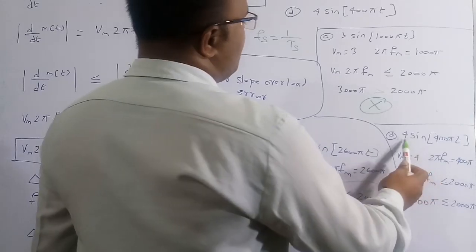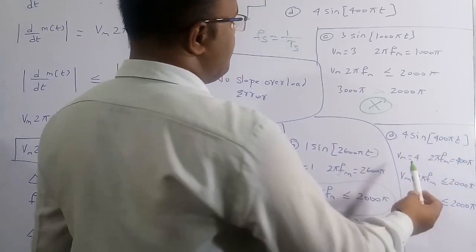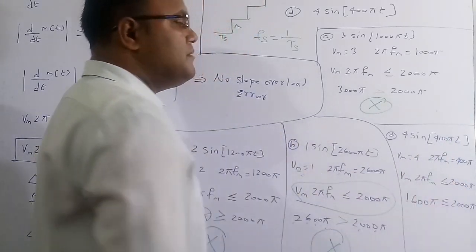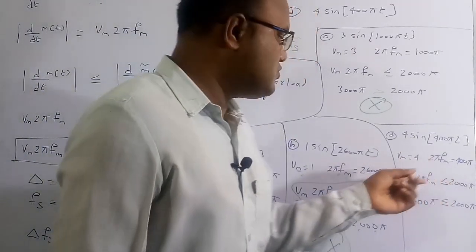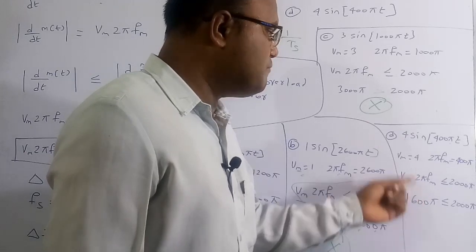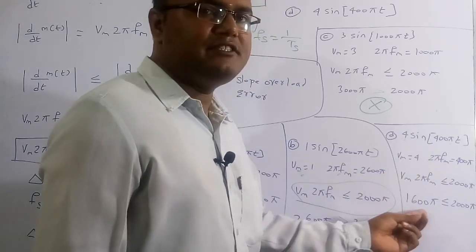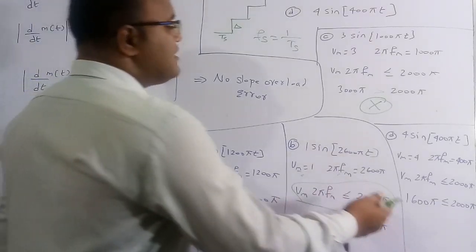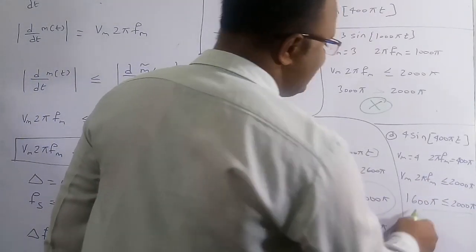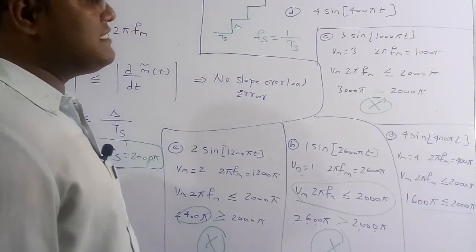If you check here, 4 sine 400 pi t. The Vm is equal to 4 volt and 2 pi Fm is 400 pi. So this is the condition for no slope overload. Let's see whether this is satisfied or not. If you do the multiplication, we are going to get 600 pi less than or equal to 2000 pi. Yes, 600 pi is less than 2000 pi. So therefore this condition is satisfied.